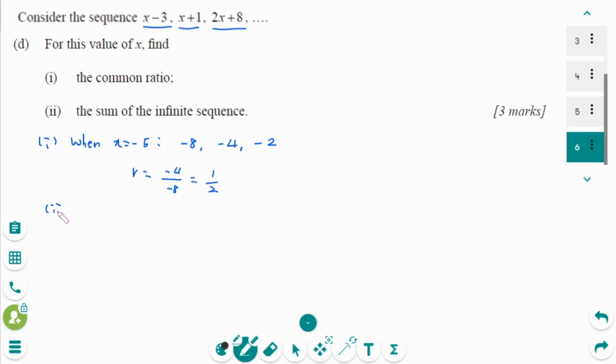Then number 2, S infinity equals u1 over 1 minus r. So u1 equals minus 8 over 1 minus r, which is minus 16.